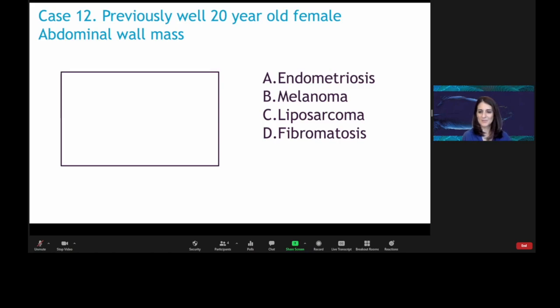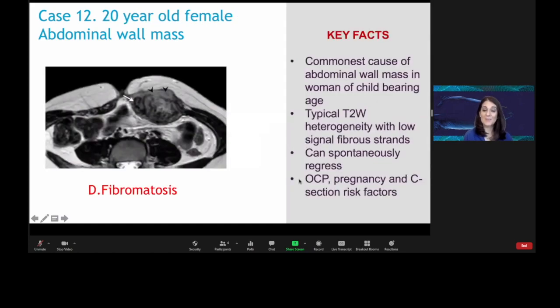Wait for the results to come through. There's a few endometrioses, some liposarcomas. That's actually quite a blend of votes, I think. It's interesting. But quite a lot voted for D, actually. So it is fibromatosis in at least 2 large series. The commonest cause of an anterior abdominal wall mass is fibromatosis.